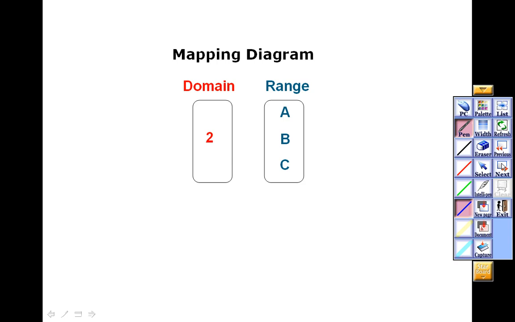So let's look at a mapping diagram. So here we have 2, and that's our set, and we're going to call that domain. And our range is going to be A, B, and C. So if 2 is our input value, its output value is A, also an output value is B, and also an output value of C. In other words, we've just related the items in our domain to the items in our range.